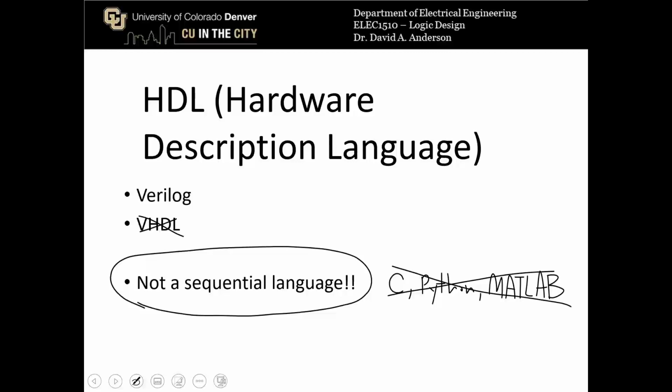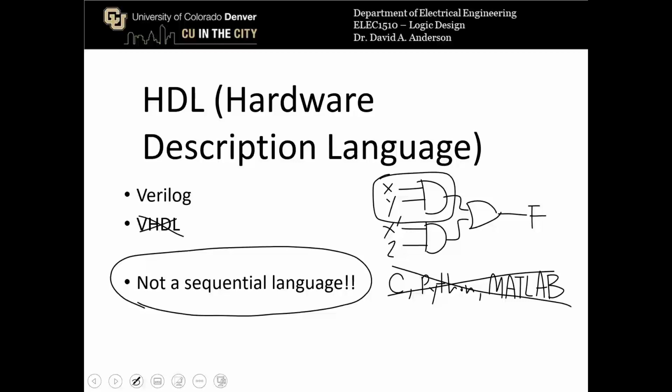An HDL is basically like drawing a picture of a logic circuit, and every single thing that you draw is operating at the same time. It's not like if you draw a logic circuit that you execute this gate, and then you execute this gate, and then you execute this gate. They all execute at the same time, and that's how HDLs work too. So there's no such thing as a for loop in an HDL. There's no switching statements, anything like that. So HDLs are not sequential languages like C.